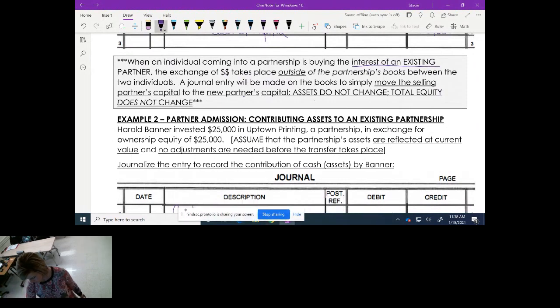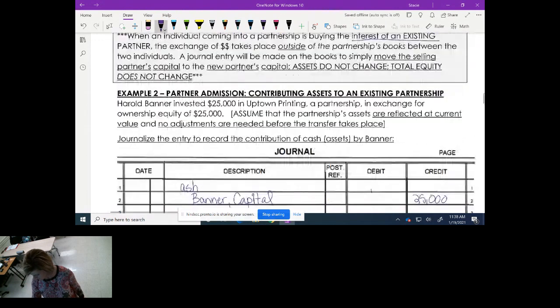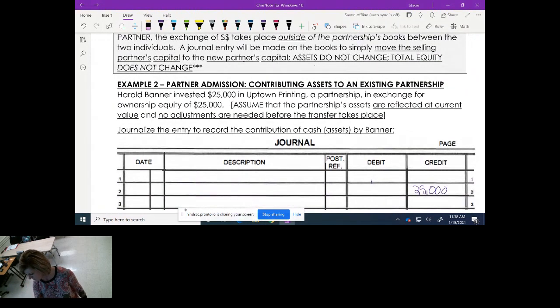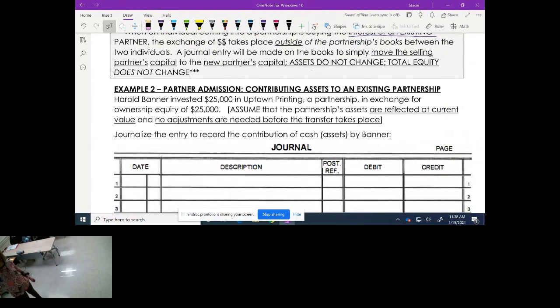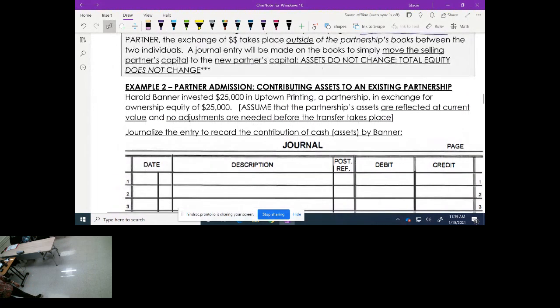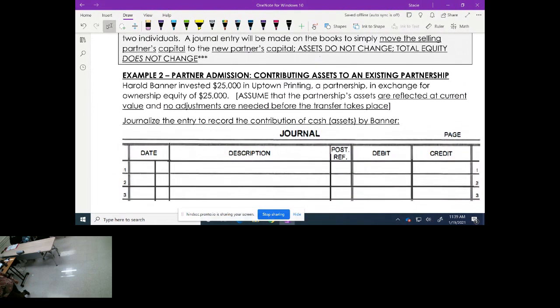on this next one, we've got a partner getting into an existing partnership. All right, so you've got Harold Banner investing 25 grand in this printing partnership. So he's getting in. The partnership's already there. It's already in business. So he's putting in 25 and they're allowing him equity of 25. It's important that when you're reading these problems, not so much right this minute, but as we move forward, that you compare those. He's putting in 25, he's getting 25.